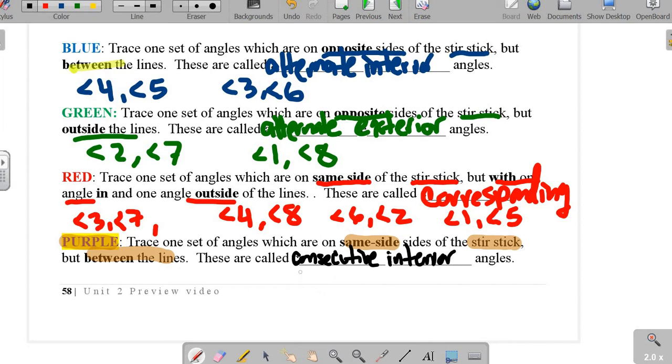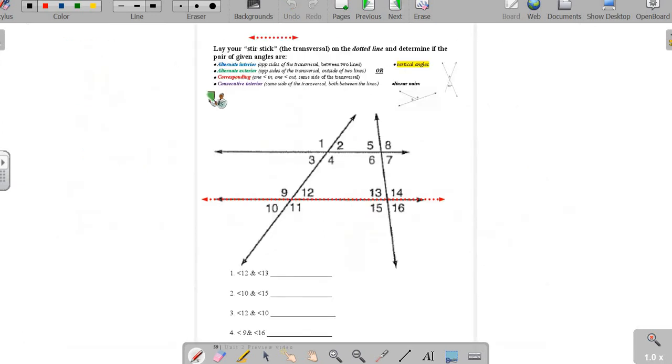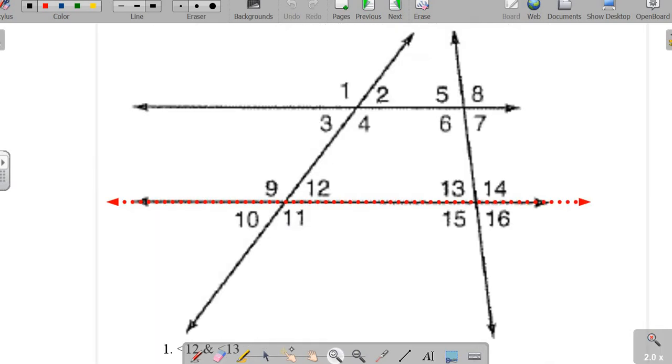Consecutive interior angles, also known as same side interior angles. They have two names: consecutive interior, same side interior. So you need to know these four relational terms of angles. I'm doing this page with you.